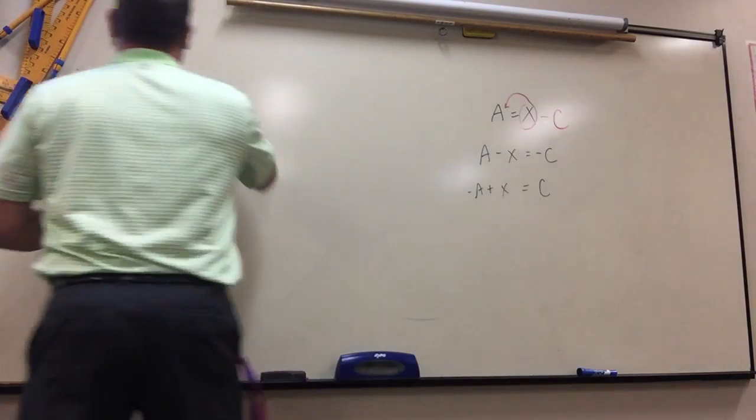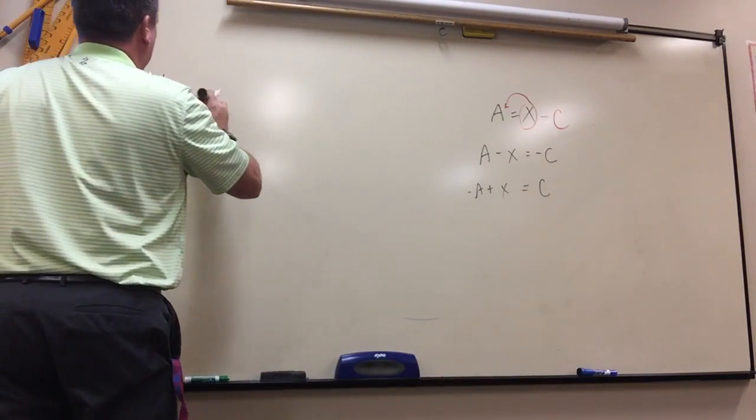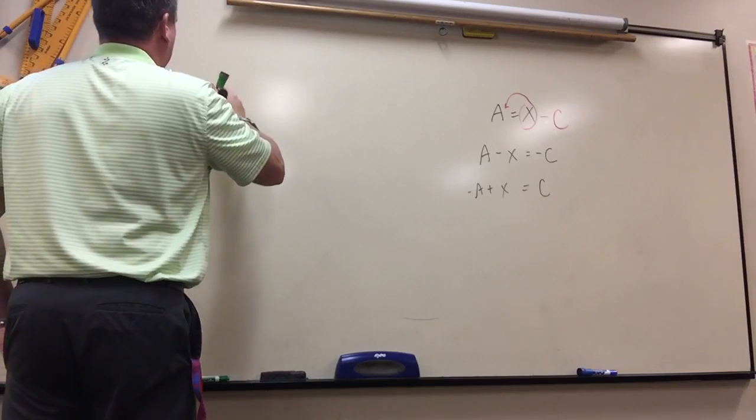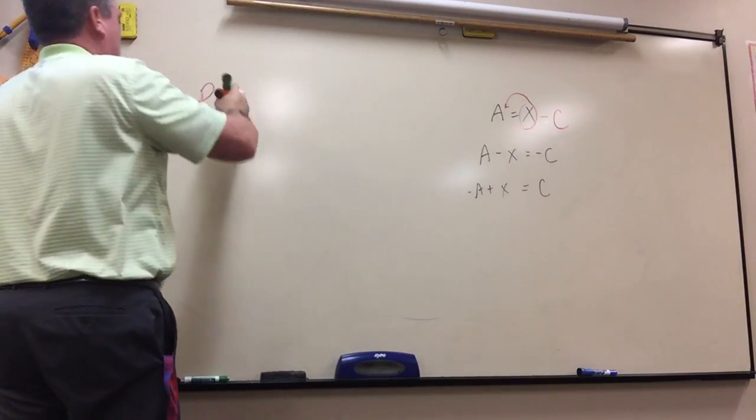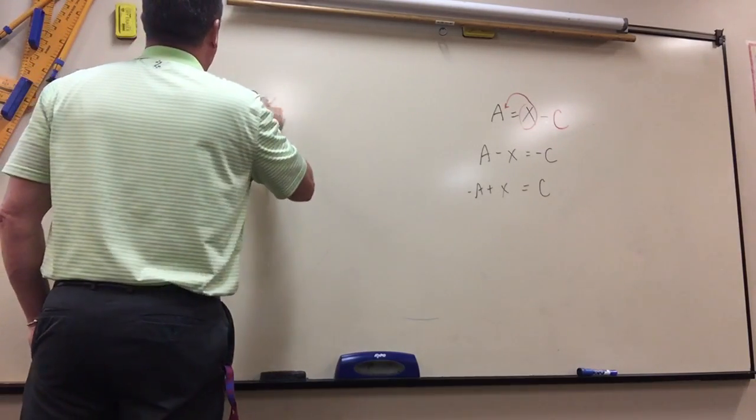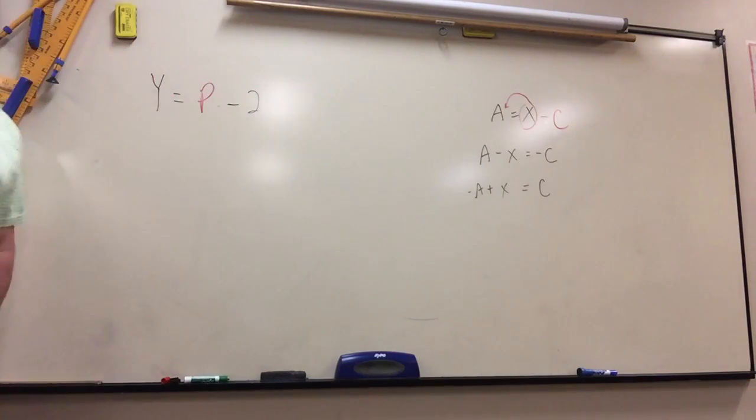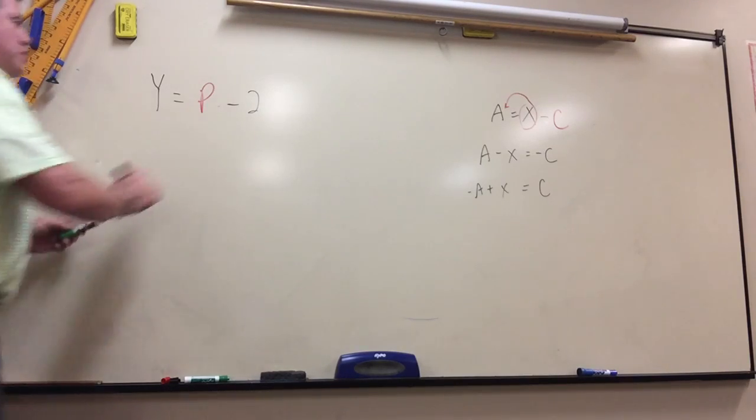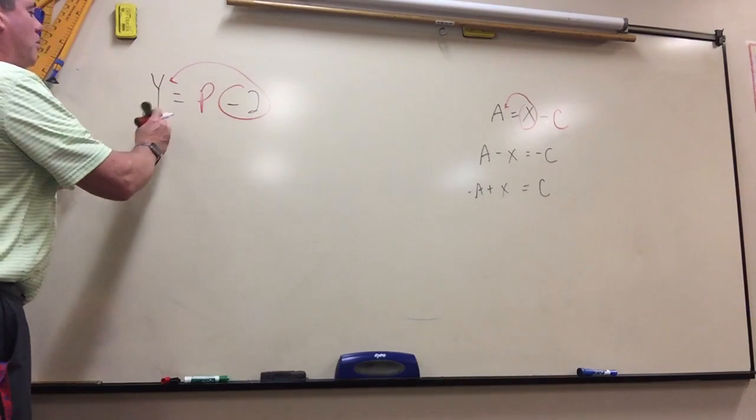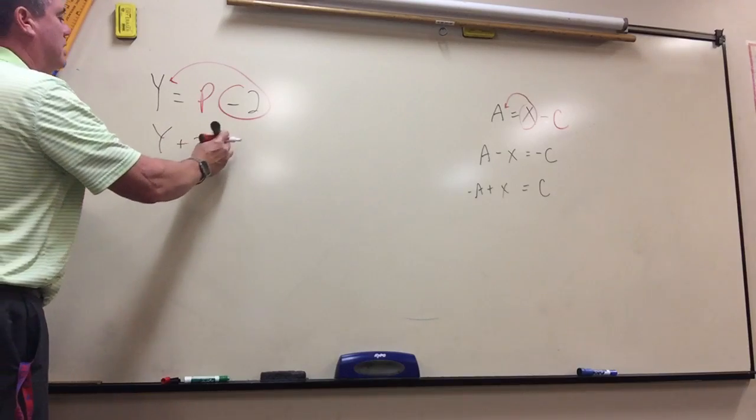It was supposed to be an r. Okay, for this one, quiet. Another simple one. All we gotta do is move the 2 over, and it'd be y plus 2 equals p.